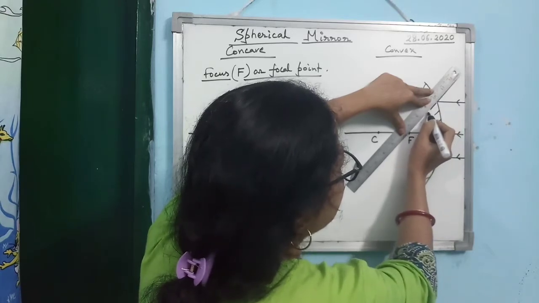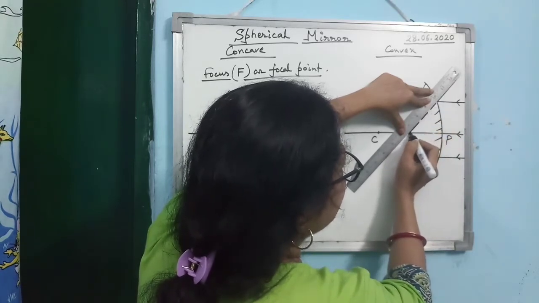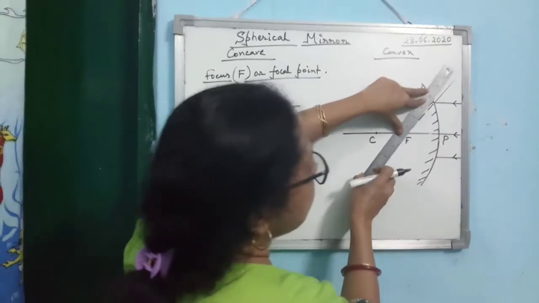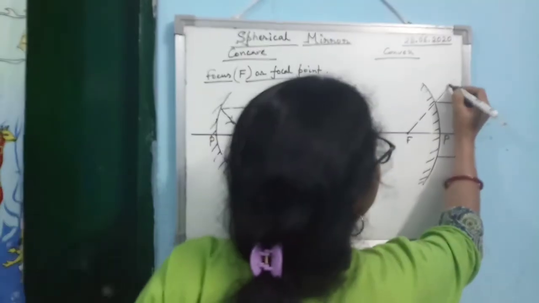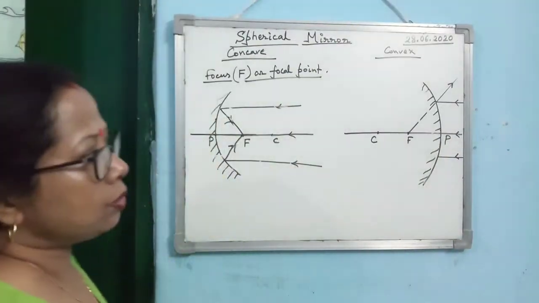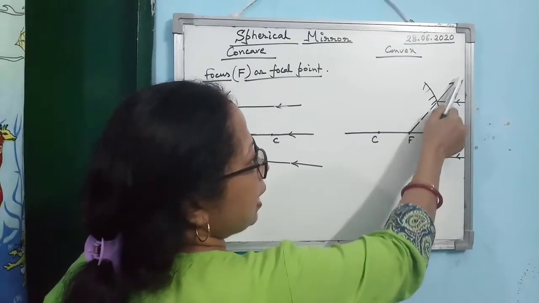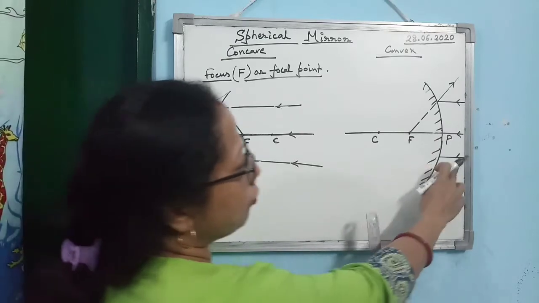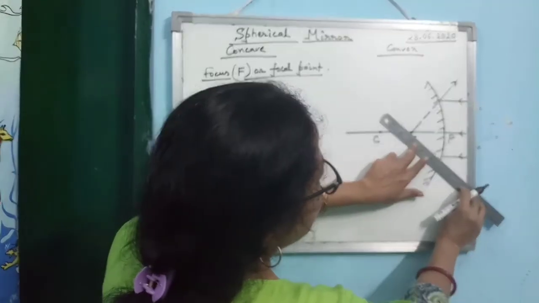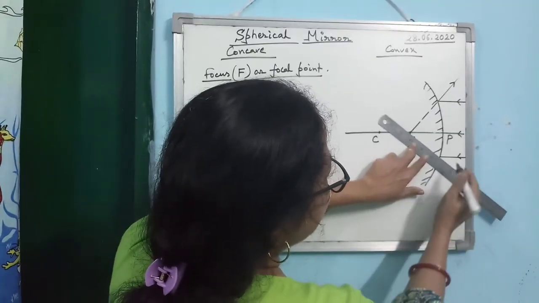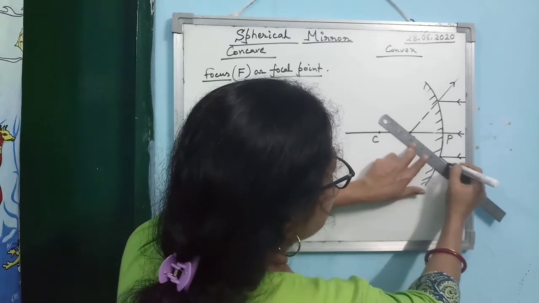When you join, then behind the mirror, draw it by a dotted line. In front of the mirror, a solid line. So you see how the light ray is suffering reflection along this line. Now the same thing for the down one also. Hold the scale so that focus and the point of incidence you can join.